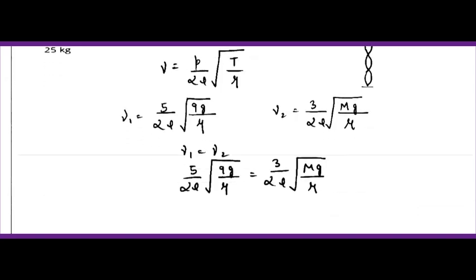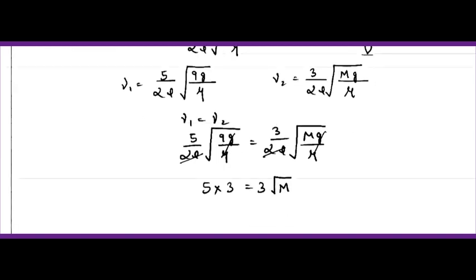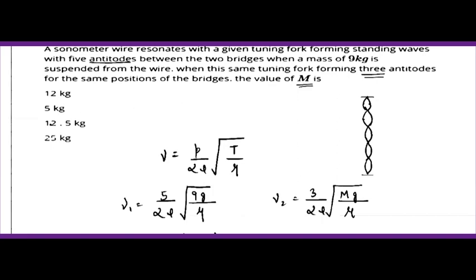From here, we can cancel out the common things, that is 2L under the root g by mu. So we will get 5 into the root of 9, which is 3, equals 3 times the root of m. From here we can cancel out 3 also, and further root m equals 5, so squaring both sides we get m equals 25 kg. Hence this is our required answer. So from the given options, option D is the correct answer.